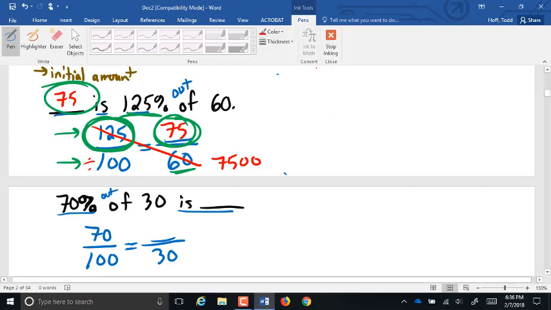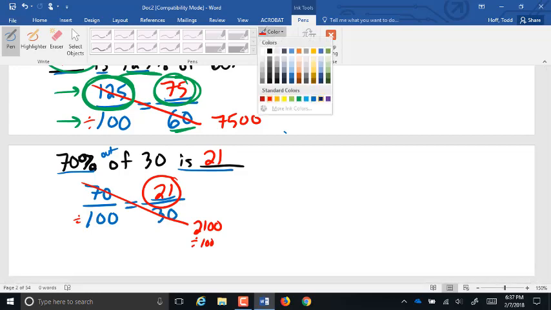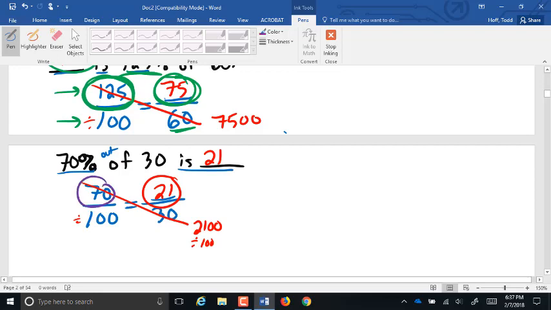So now we cross multiply and divide again. 70 times 30 is 2100. Divided by 100 is 21. So 70% of 30 is 21. Now, does that make sense? Well, yes, 70%. 70 is smaller than 100. 21 is smaller than 30. That makes sense.